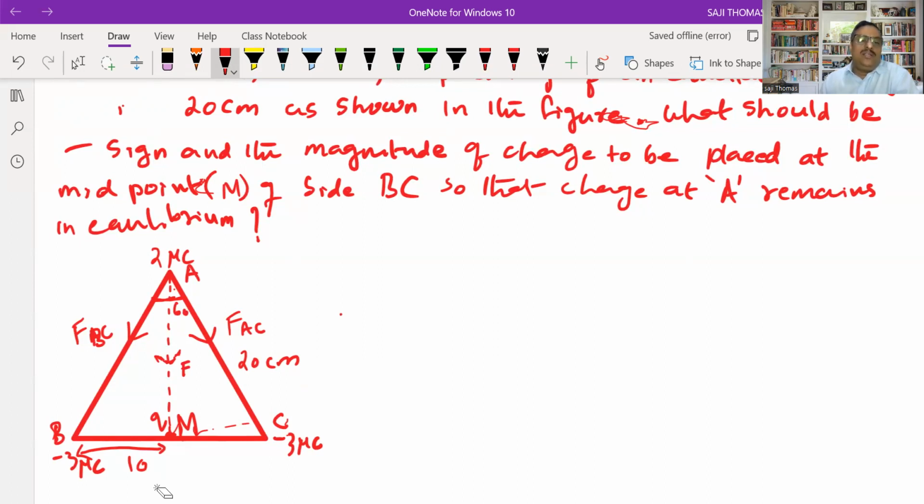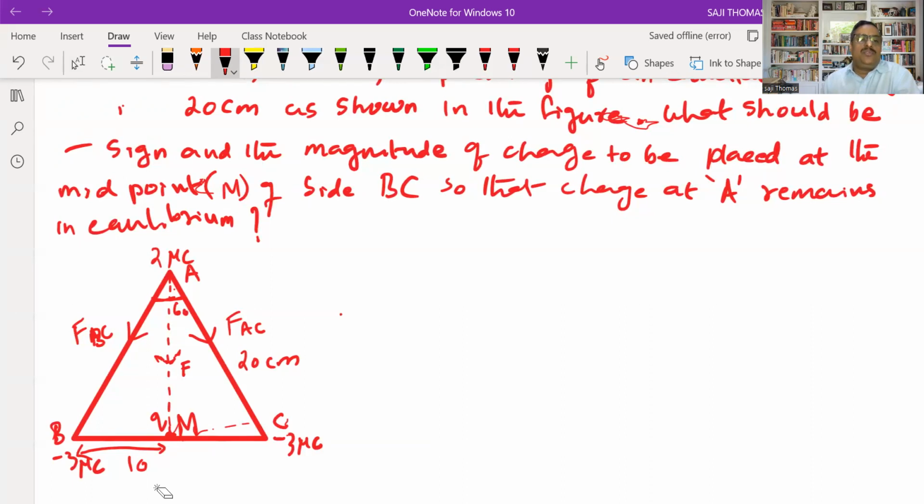Now you know the resultant of FBC and FAC is downward. So there is another charge at M. So it will repel the charge at A. Then only the net force on A can be 0.